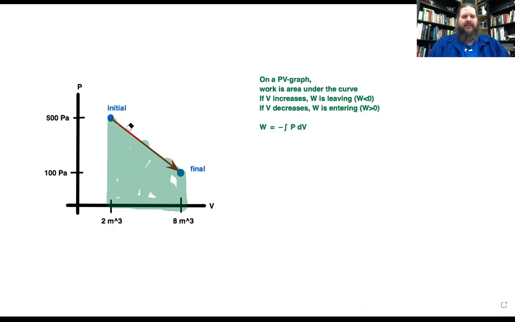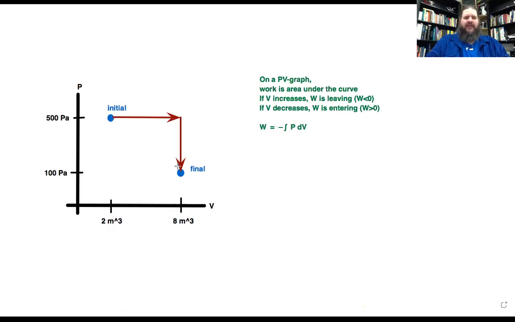So what if we took a different path? What if we held the pressure constant but increased the volume, and then held the volume constant while we decrease the pressure? We're still starting at the same initial values, ending at the same final value. We're just taking a different process to get there.